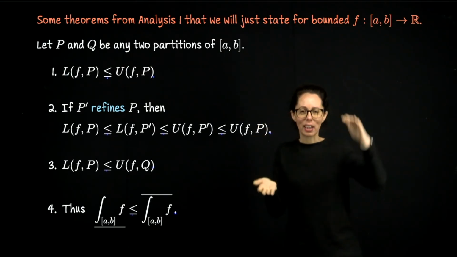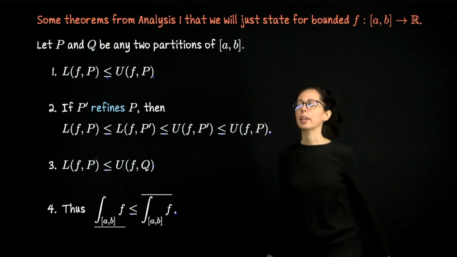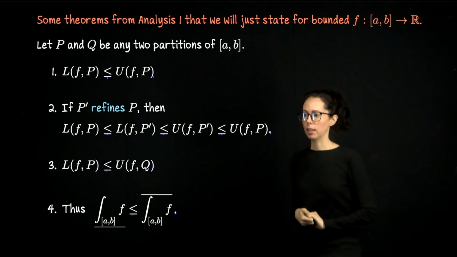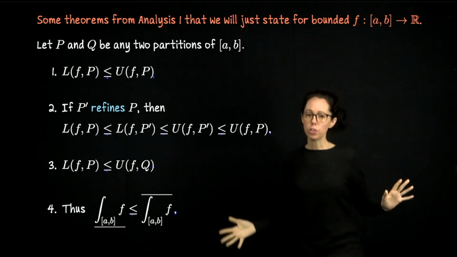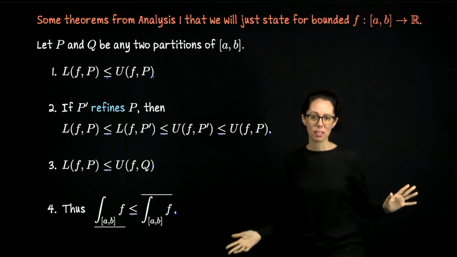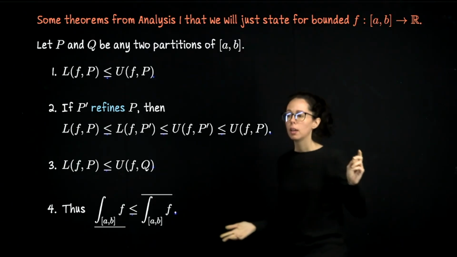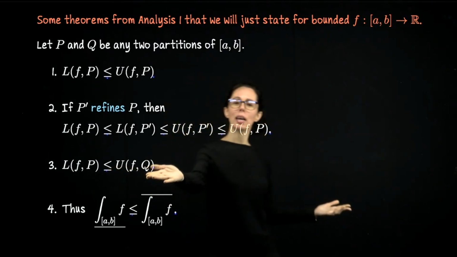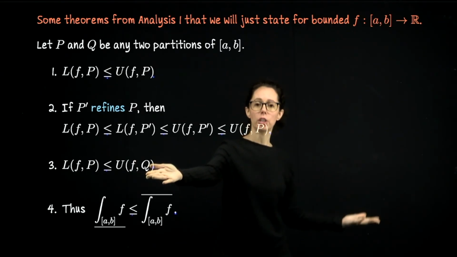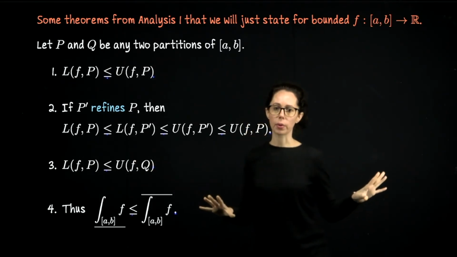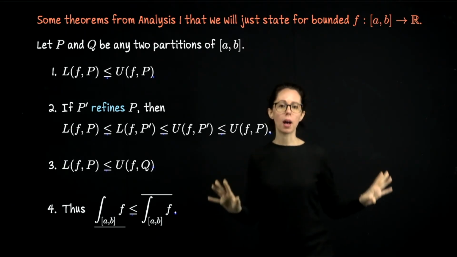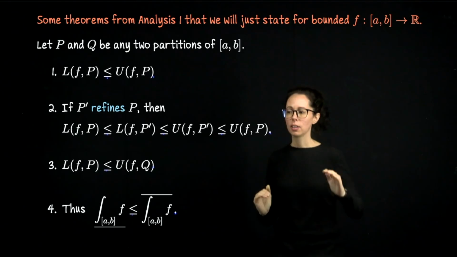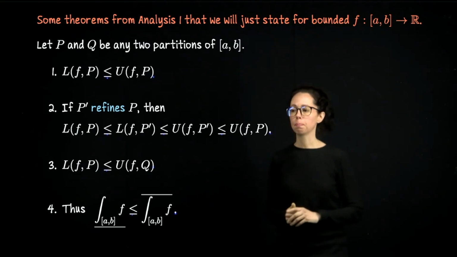So it's like you're kind of pushing those numbers a little bit closer together as you refine and refine. The third line item says, given any two partitions, which may or may not have points in common, the lower sum with respect to, say, P is less than or equal to the upper sum with respect to the other one, Q. So all possible lower sums are less than or equal to all possible upper sums. There's no clever way to slice so that a lower sum jumps over an upper sum.